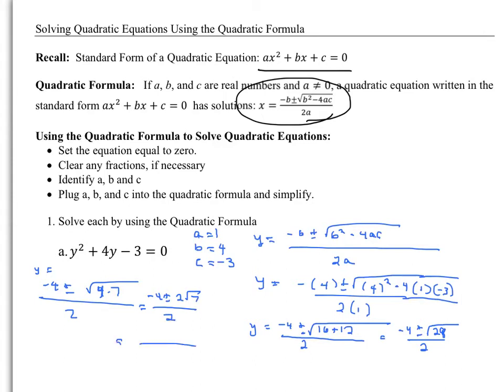Now, I'm going to divide everything through by 2. So this will be negative 2 plus or minus, the 2's will cancel, square root of 7. There it is. So over here, I'm going to write my final answer. Y is equal to negative 2 plus the square root of 7, and y is equal to negative 2 minus the square root of 7. And there you have it. And again, you can use your calculator to approximate these if you need to. Right now, these are exact.